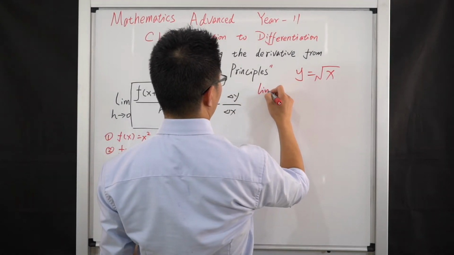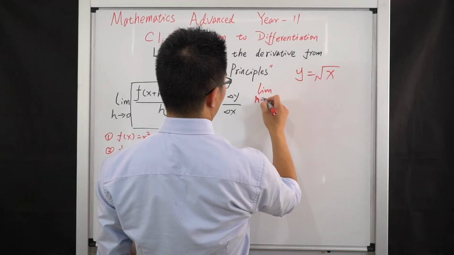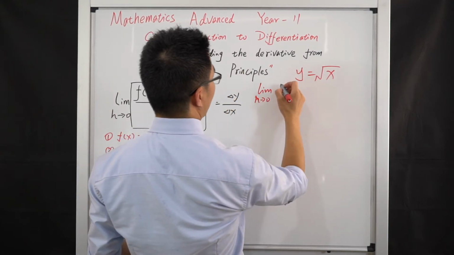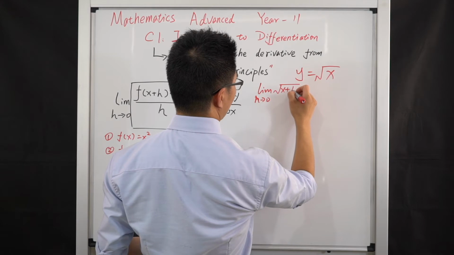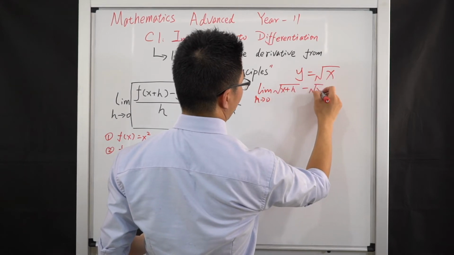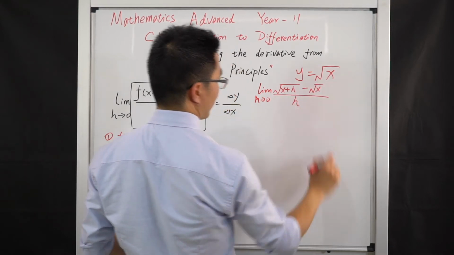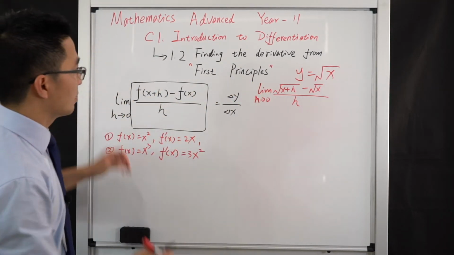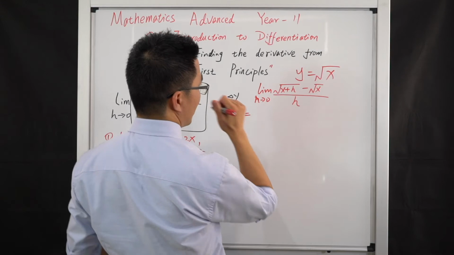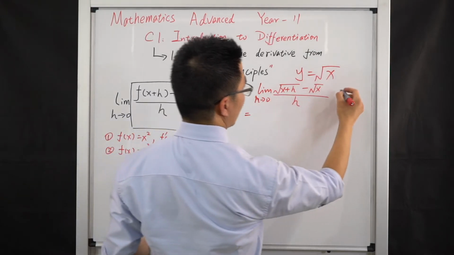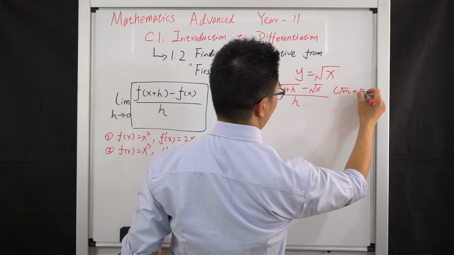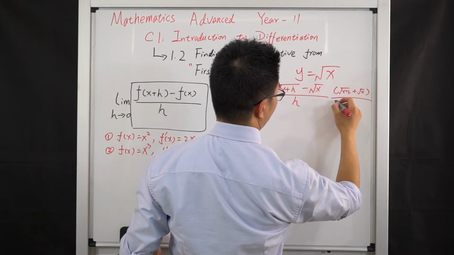The limit as h goes to 0. So x will be replaced with x plus h: the square root of (x plus h) minus the square root of x, divided by h. Next step, we have to multiply by the square root of (x plus h) plus the square root of x on both sides.